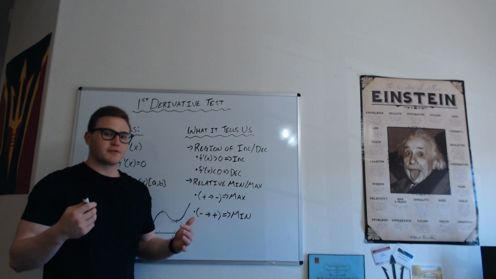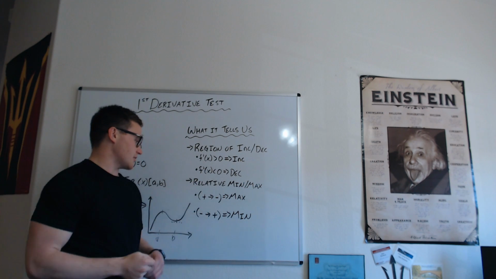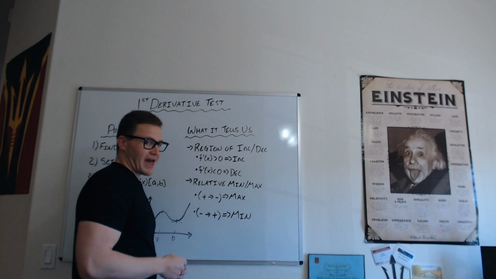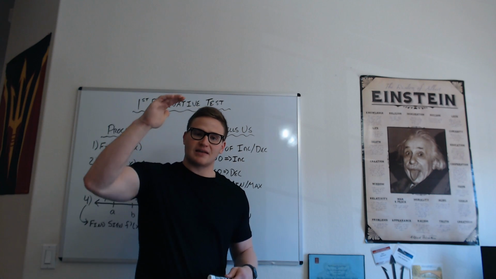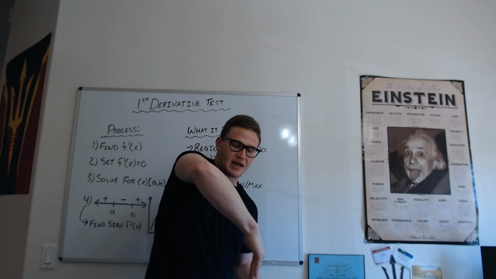The other thing that the first derivative test is telling us is our relative minimums and maximums. So again, when we go from f prime of x is positive to negative, we're going to have a max. We do the extrema dance to help us remember where we're going from positive to 0 to negative.